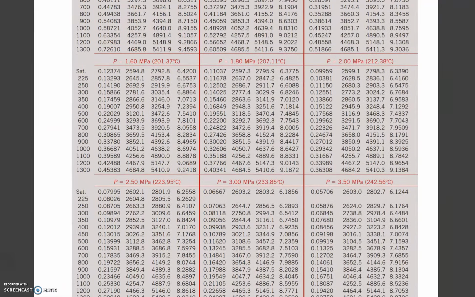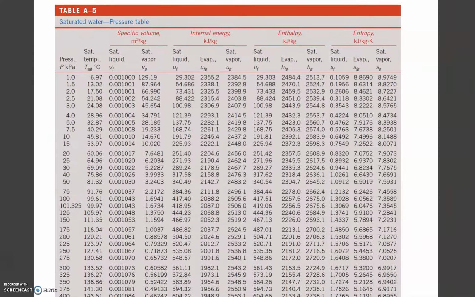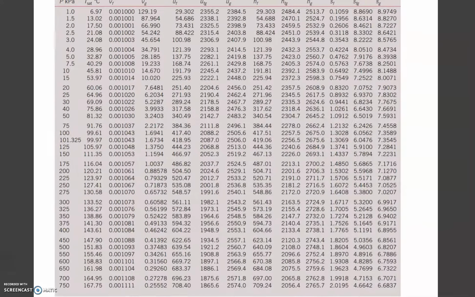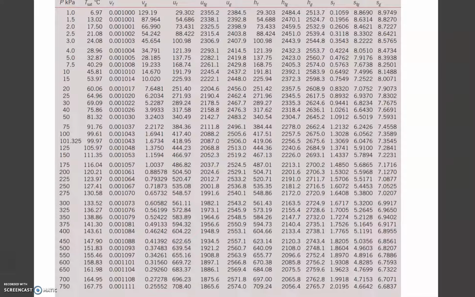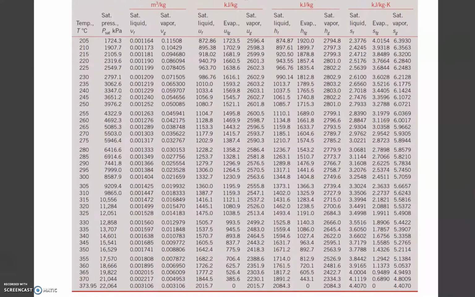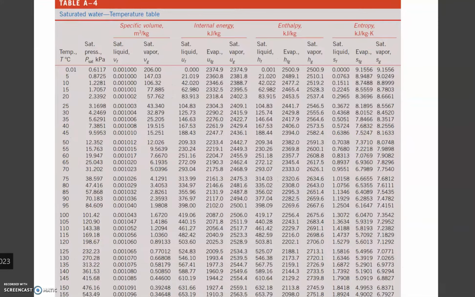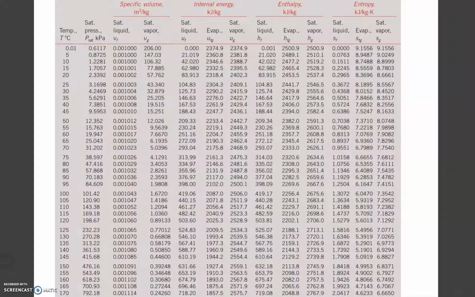Go to table A6. Table A5 is the pressure based, table A4 is the temperature based. If I assume that my temperature in this case right now is 140, I am still in table A4, which is here. Okay, 140 is here, you can see that. You can read all the properties, the enthalpy values, and the specific volumes, which in this case doesn't help us, right?